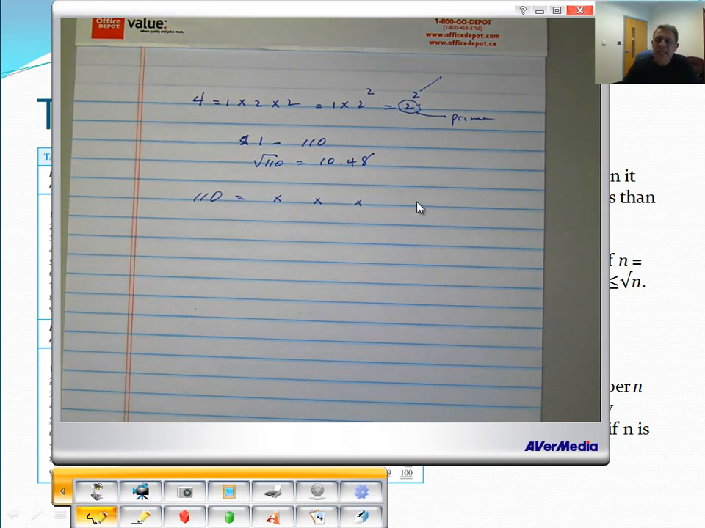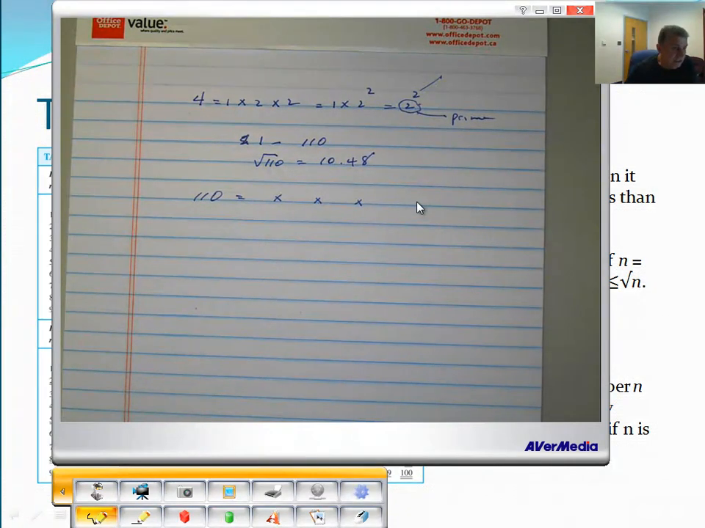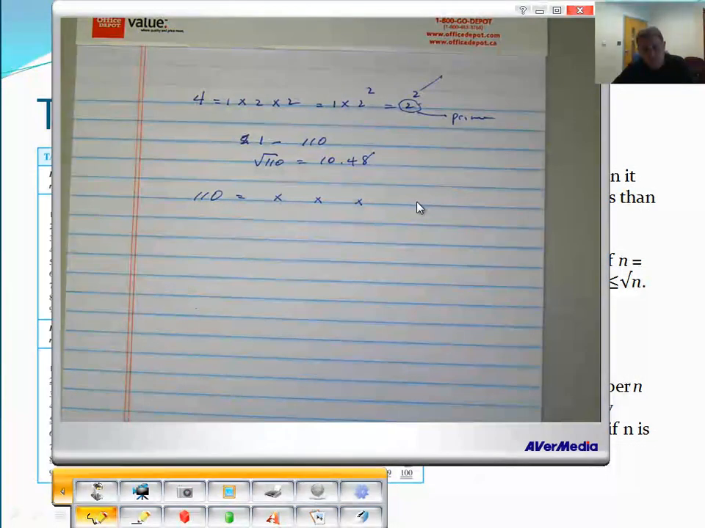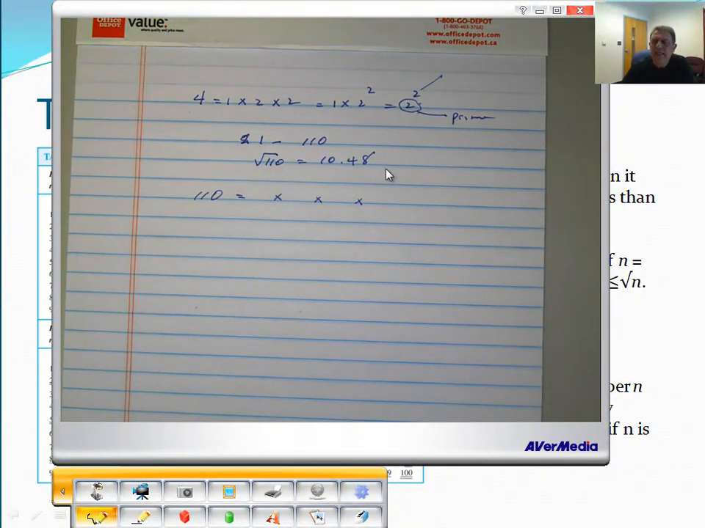If I want any composite number, we said it can be written in the form of multiplication or product of the prime numbers. In that case, how do I find that? Let's take the square root of 110, for example. It is 10.48. Then I say 110 is equal to the product of primes that are less than 10.